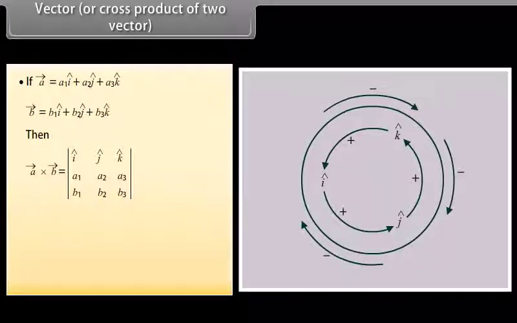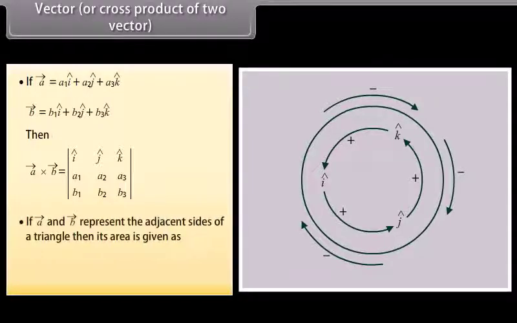to the determinant of, row-wise, first row î ĵ k̂, second row A1, A2, A3, third row B1, B2, B3. If vectors A and B represent the adjacent sides of a triangle, then its area is given as 1 upon 2 into the magnitude of the vector product of A and B.